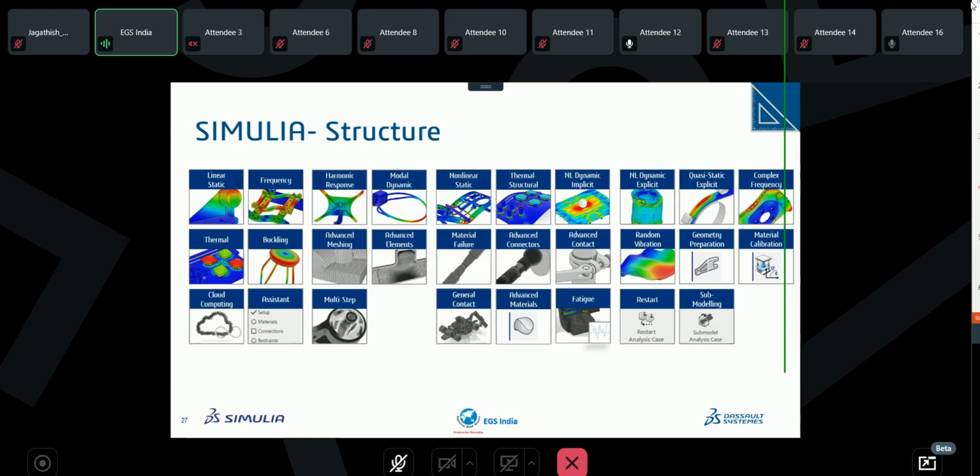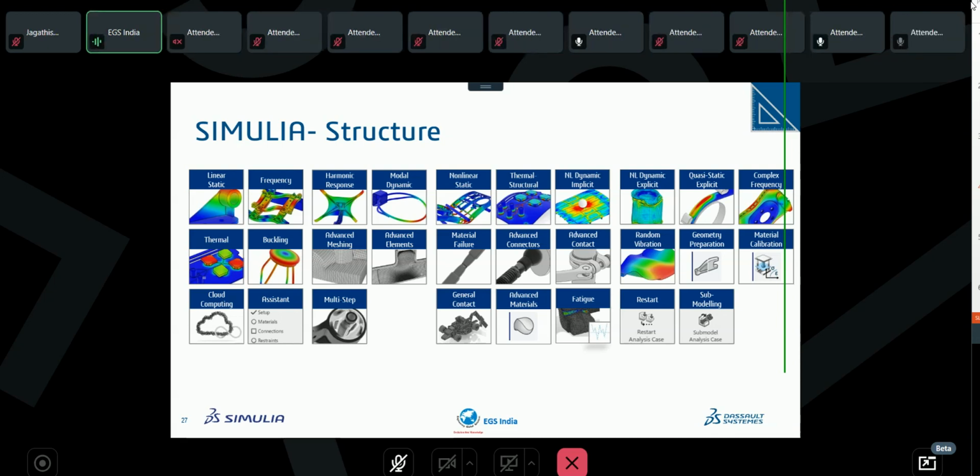Other than that, we have most of the similar capabilities that most CAE tools have, right from frequency analysis, thermal analysis, buckling analysis. So all those kinds of analysis. And there is an exceptional capability in the structure portfolio. We will be calling it material calibration.